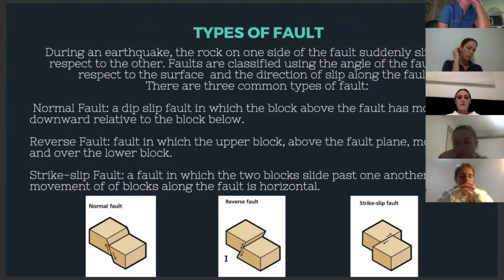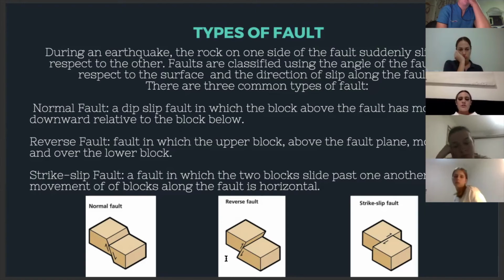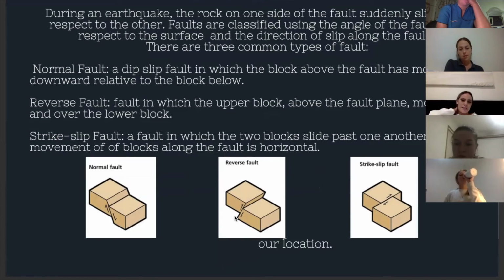A reverse fault is pretty much just the opposite of that. The upper block above the fault plane moves up above the lower block. And then your strike slip fault is what we kind of did in the activity as well, which is just where the two blocks are sliding past one another. The movement of these blocks along the fault is horizontal. Next slide, please.